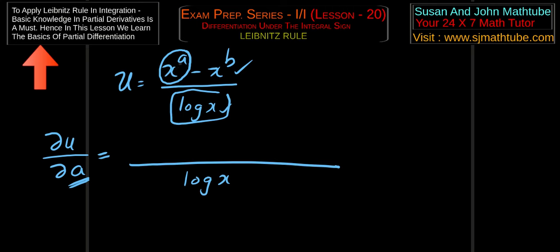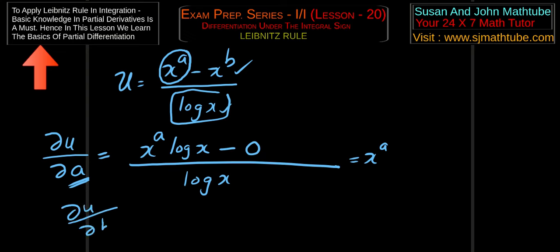Okay, now tell me the derivative of the numerator. Okay, I see constant to the power variable. So write the function as such and write logarithm of the constant. Minus 0. Okay, so I get x to the power a. Now you can try the partial derivative of u with respect to b by yourself. I'm sure that you can do it.